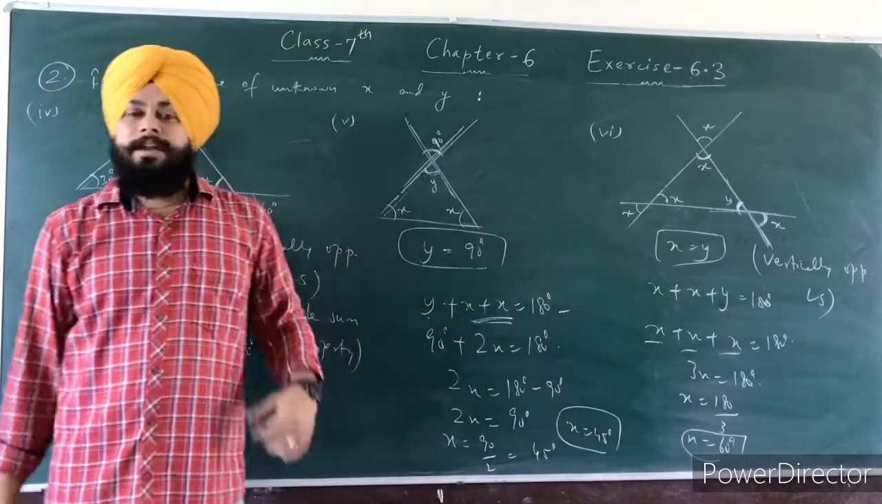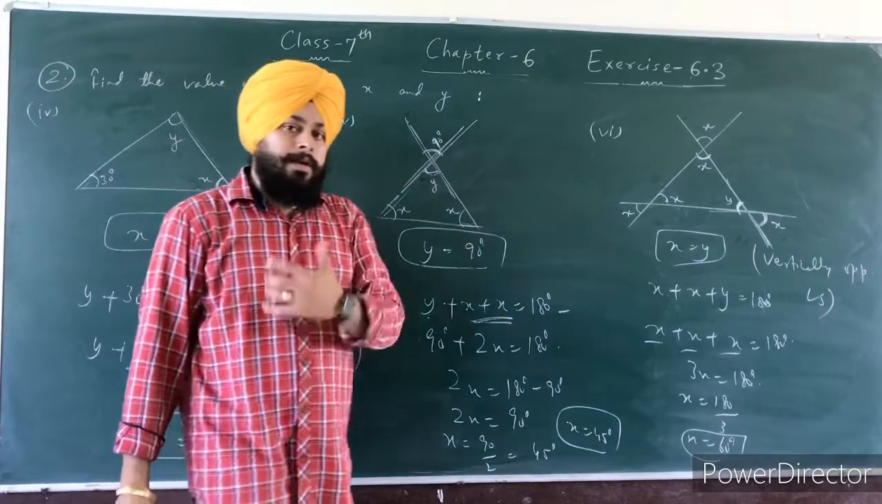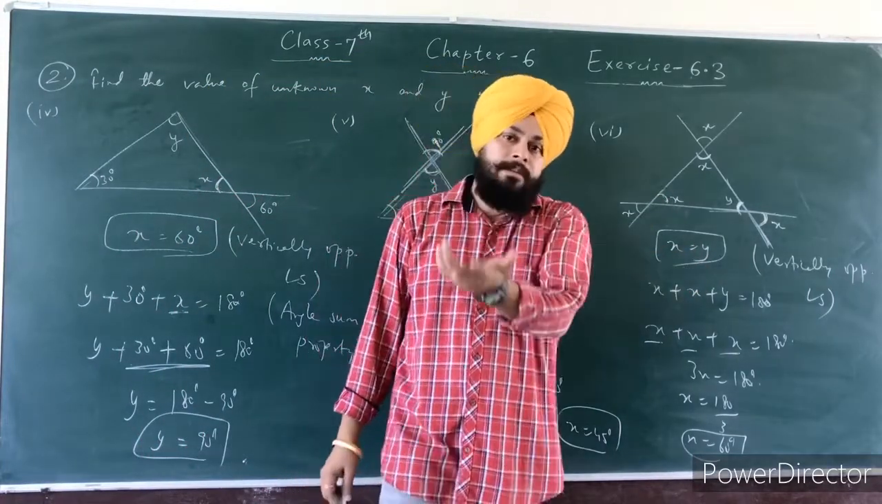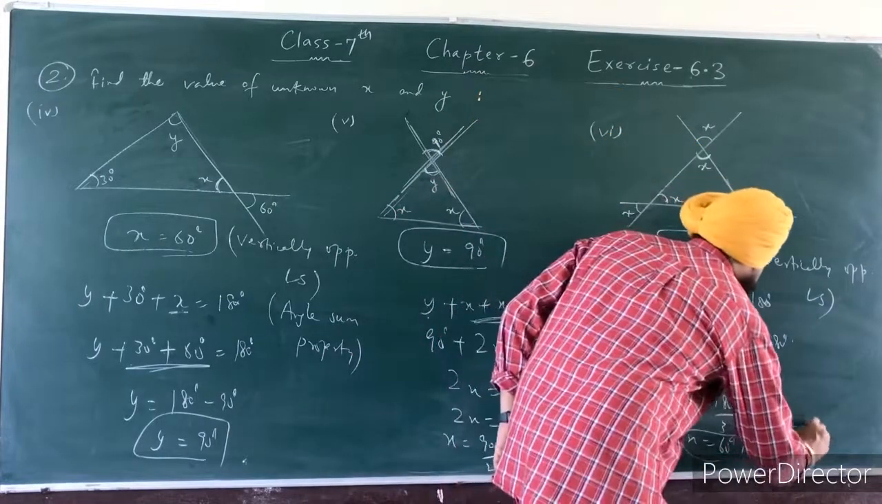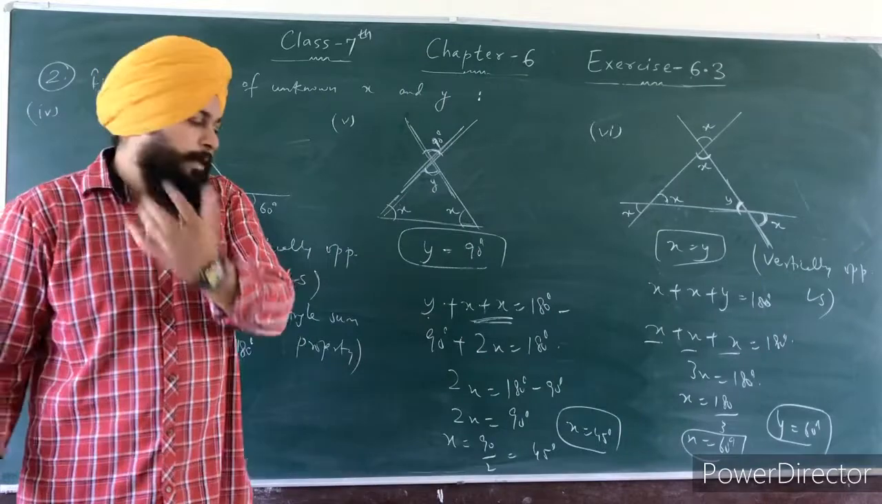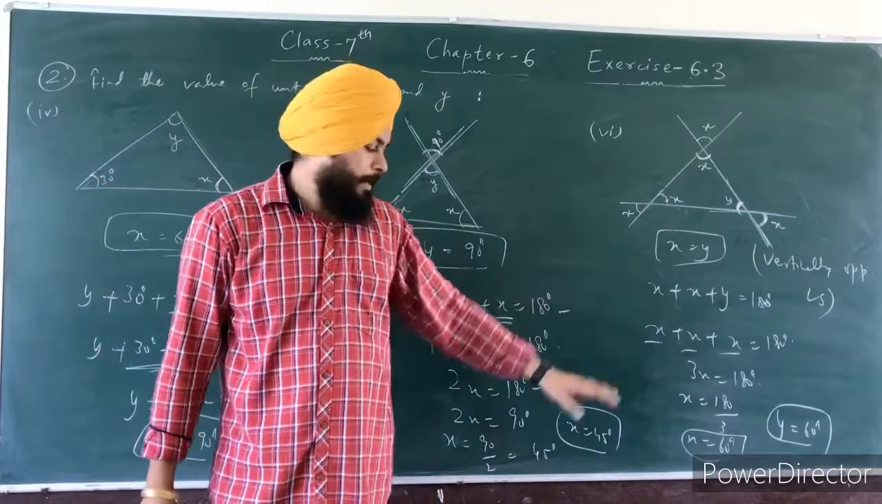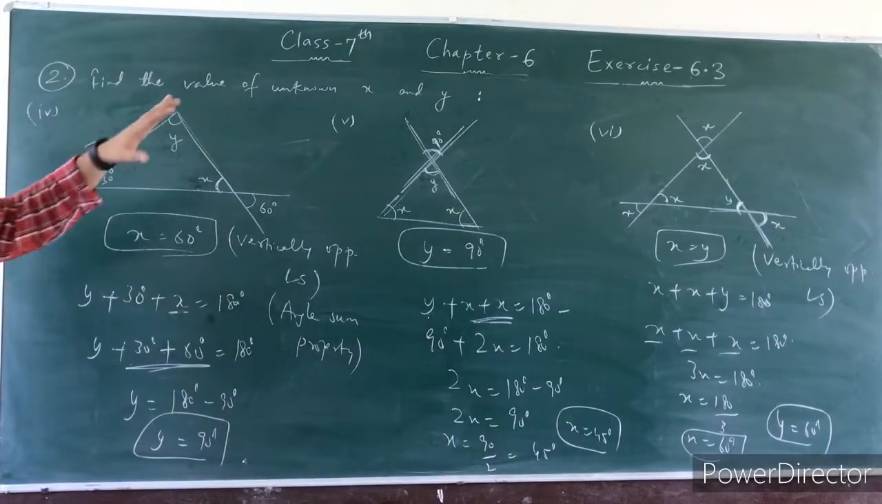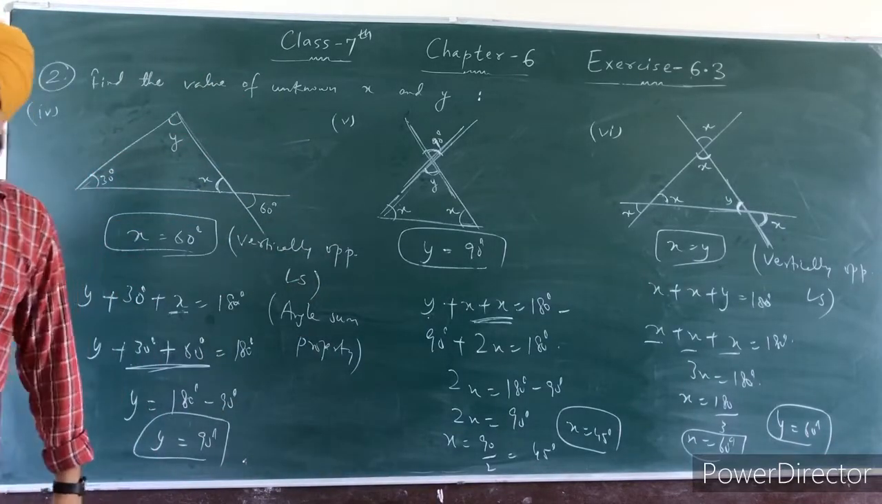It means measure of angle x is 60 degree. Now what about y? So you can see here y is equal to x. Therefore measure of angle y is again 60 degree. ठीक है. जितना ही measure angle x का होगा, same measure होगा angle y का. So both of angles are of measure 60 degree. So this is your exercise 6.3. Okay, thank you.